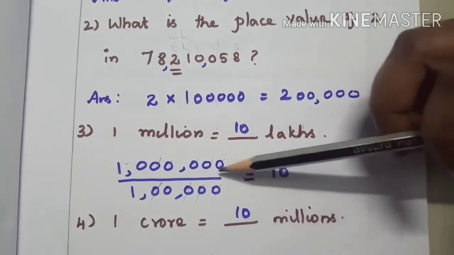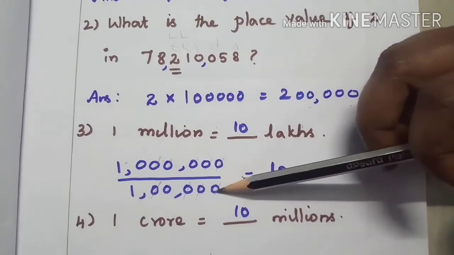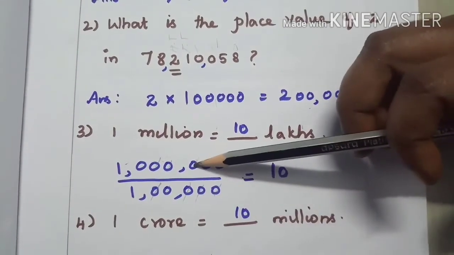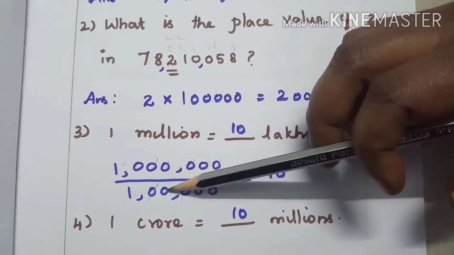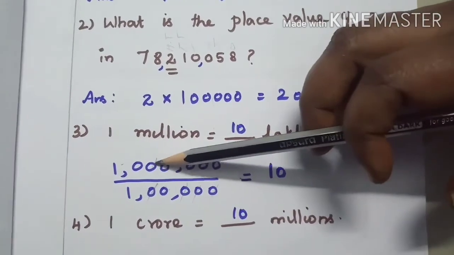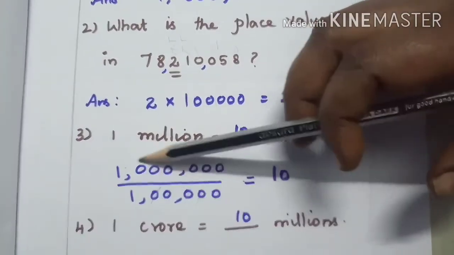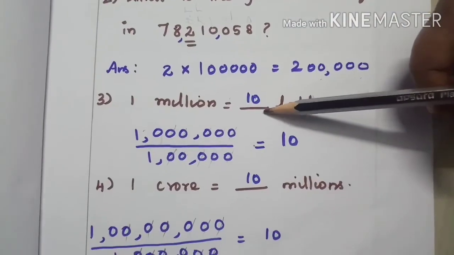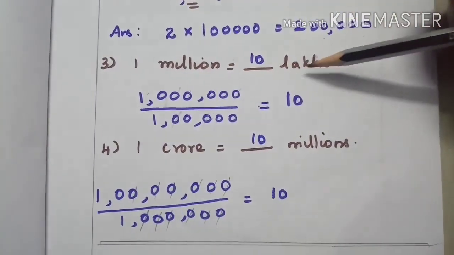Now you see, we can strike the zeros. We strike one, another 0 also, and the third zeros we are striking, and the next zeros will get cancelled. And what is the value we are having? 10. So 1 million equal to 10 lakhs.